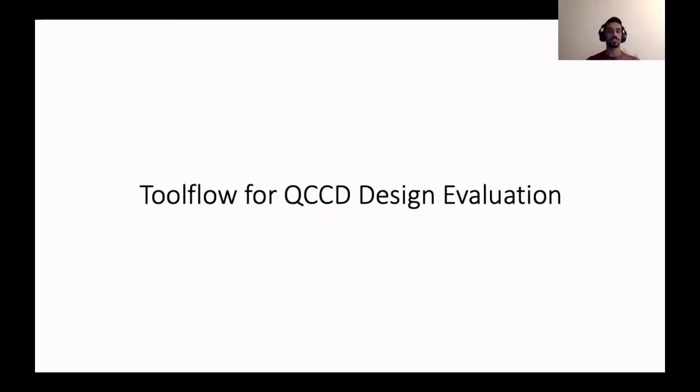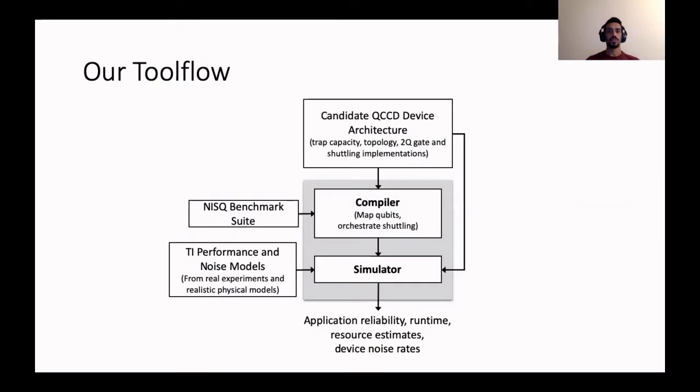To evaluate these choices, we built a design tool flow, which consists of a compiler, a simulator, and a set of performance and noise models. The compiler takes a candidate device architecture and a set of benchmark programs and compiles these programs for execution onto this device. The simulator takes these executables and the noise and performance models, and it estimates the application's reliability, runtime, and resource requirements. It also estimates the device's behavior in terms of noise rates, heating rates, and so on.